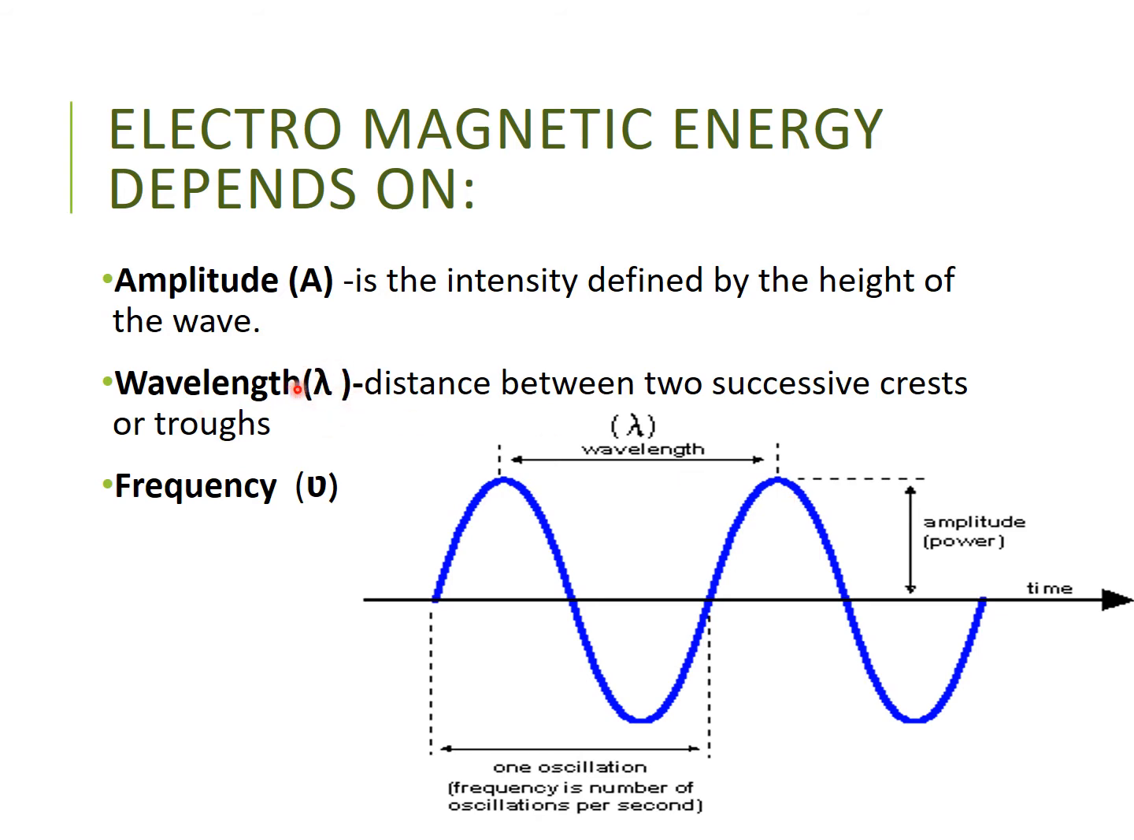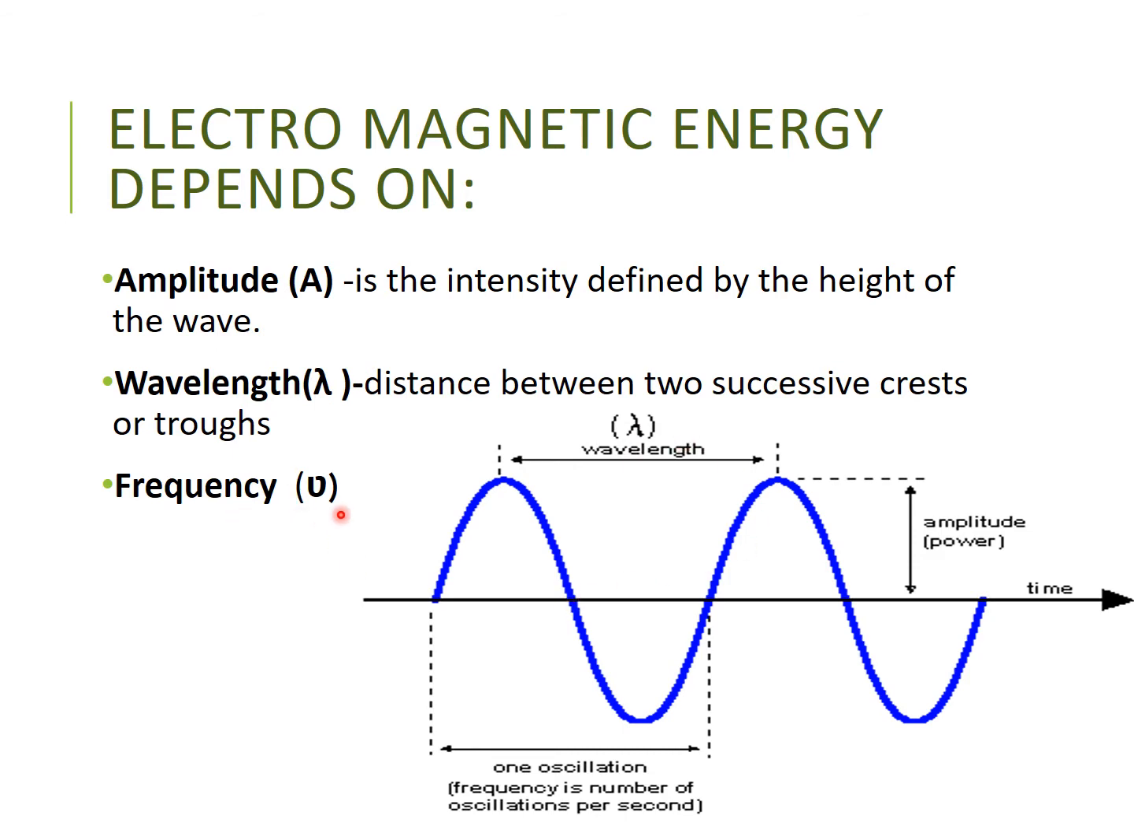Next we have wavelength. Its symbol is lambda. What is wavelength? Wavelength is the distance between two successive crests or troughs. Crest is the top part of a wave. Trough is the lowest part of a wave. This is one crest, this is a second crest. So the distance between two crests is called wavelength. It is written as lambda.